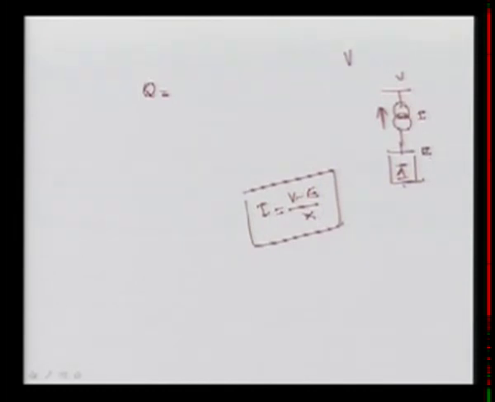So they will be providing reactive power to the system when this voltage V is less than V naught, and that is called positive generation.